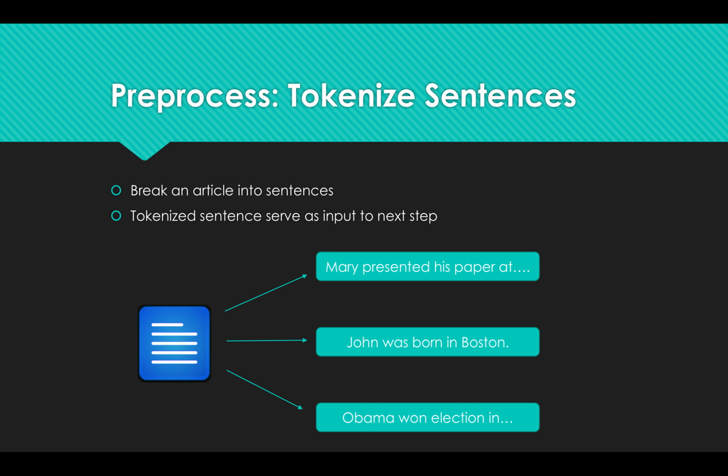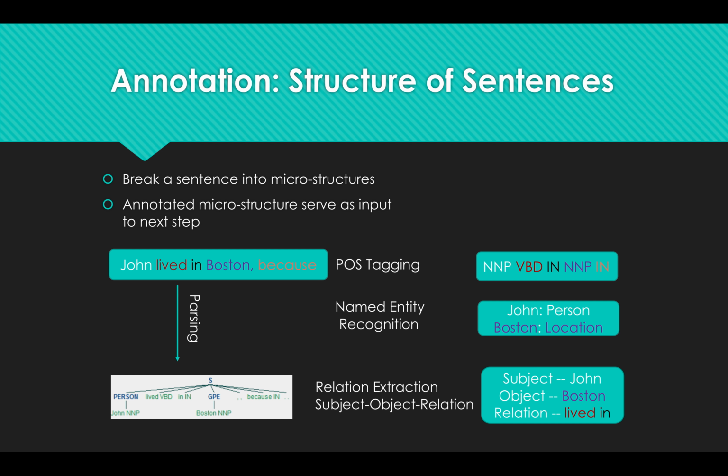First, we take in the sentences. We break a raw text article into sentences, and we tokenize them as input for the next step. Secondly, we do the annotation. We use NLP algorithms to do POS tagging, named entity recognition, and relation extraction based on different entities, and these are also applied for different questions.